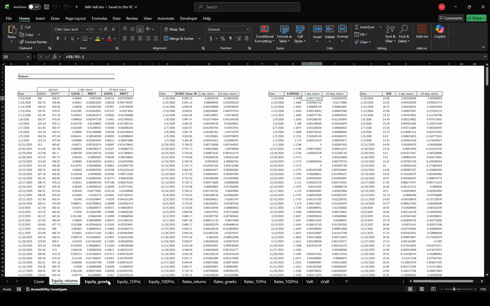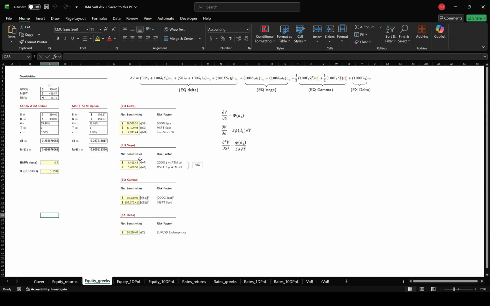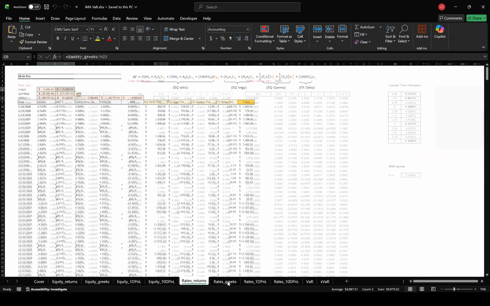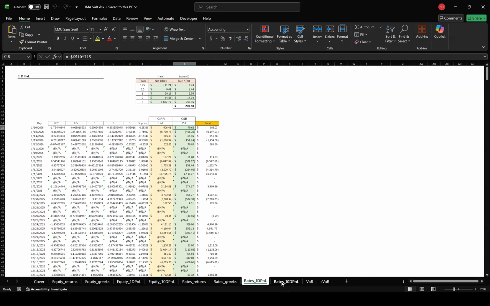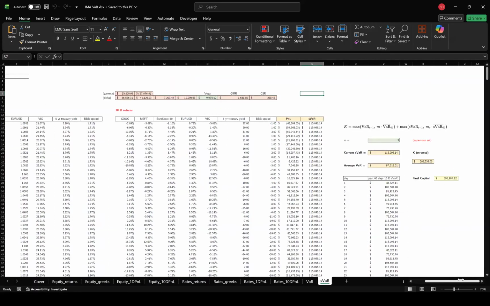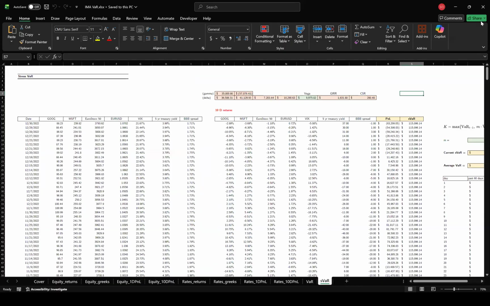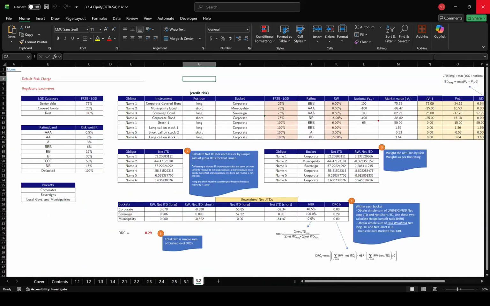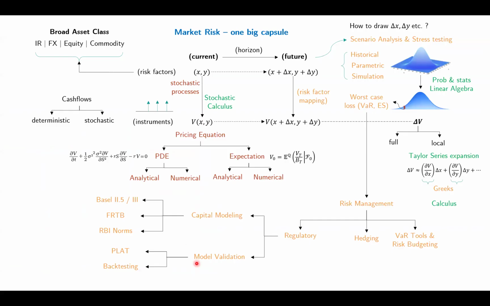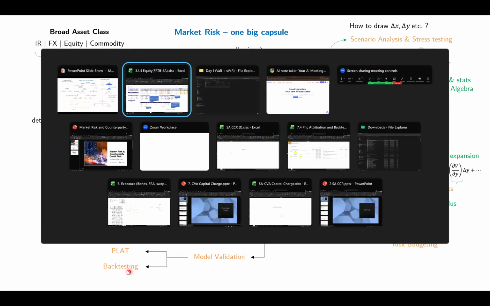So risk factor returns, calculating all the sensitivities, then P&L modeling, 1 day, 10 days, finally value at risk and stressed value at risk. This is one example of end-to-end implementation. Let's see, I'll show one more example of PLA and back testing. Again, done in Excel.